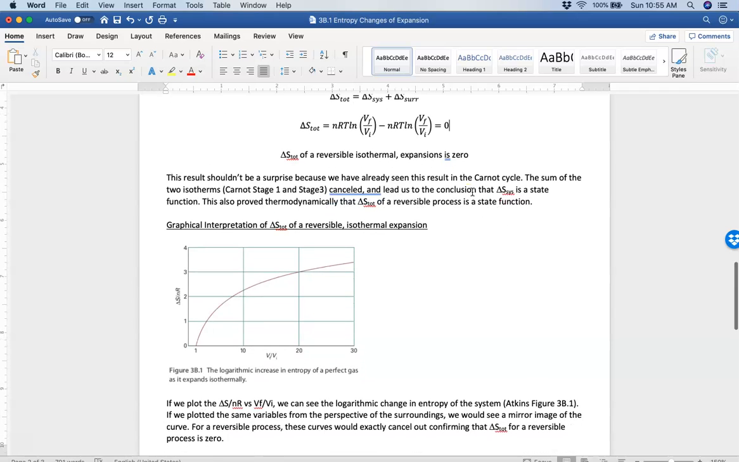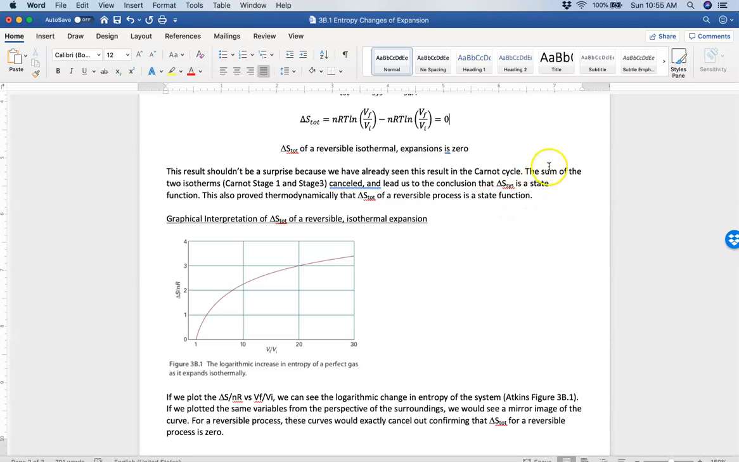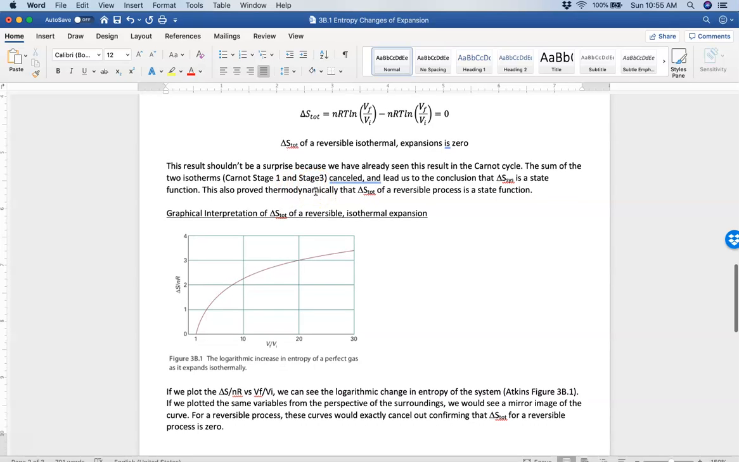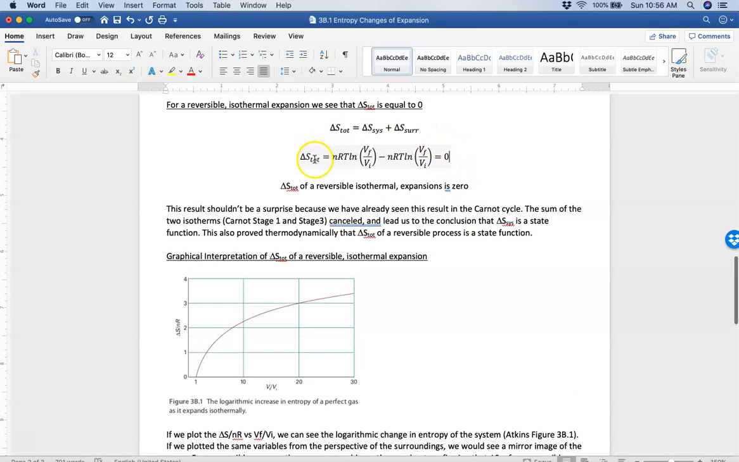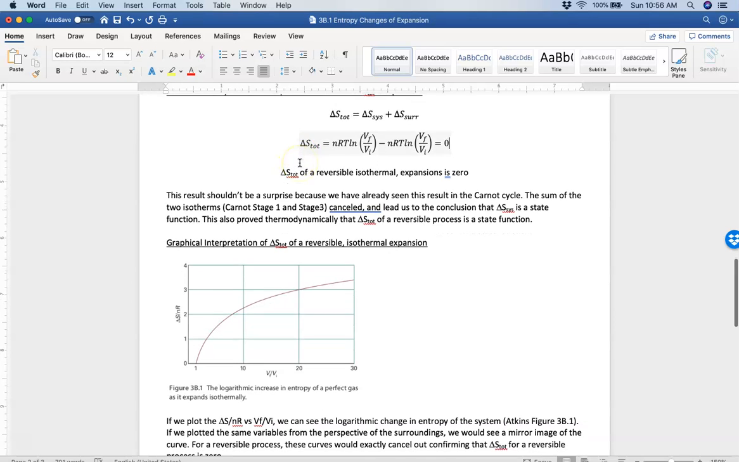This result shouldn't surprise us because we've already seen this with the Carnot cycle. Basically, it's the sum of the two isotherms seen from Carnot stage 1 added to Carnot cycle stage 3. They cancel and lead us to the conclusion that the change in entropy of the system is a state function. This also proved thermodynamically that the delta S total, the change in the entropy of the universe, of a reversible process is a state function. So for a reversible process, delta S total is a state function.